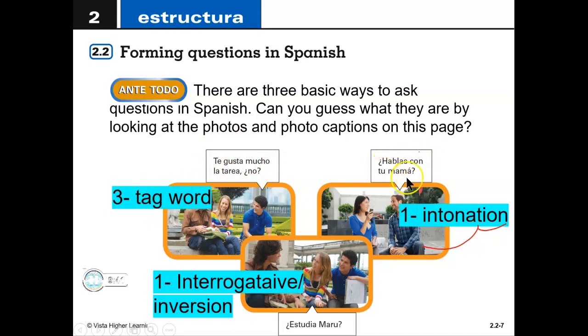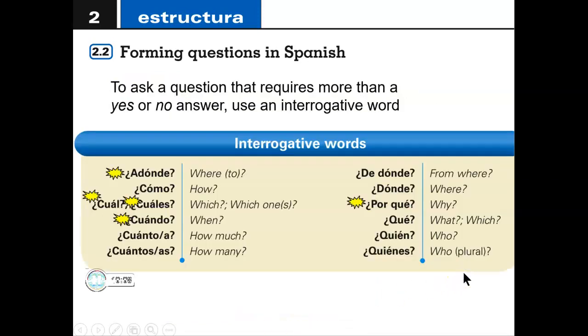Here, hablas con tu mamá. This is intonation because this is still our verb, understood subject, verb with your mother. So we have subject, verb, remainder, only we raise the pitch of our voice. Over here, estudia Maru. We have flipped. We have our subject after our verb. By putting our verb first, we have made this into a question. Does Maru study? But remember, we don't need the word does.